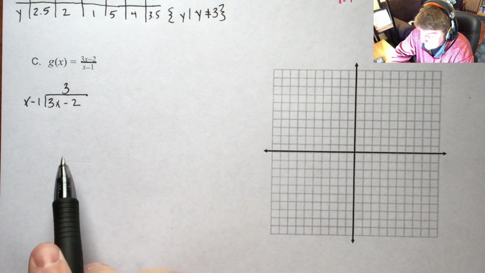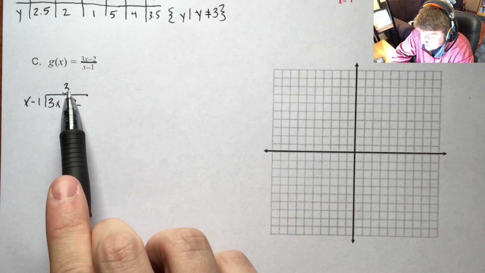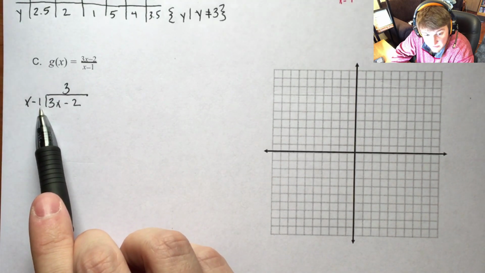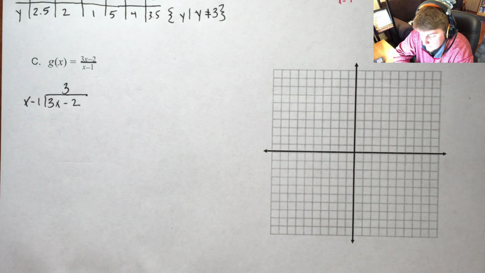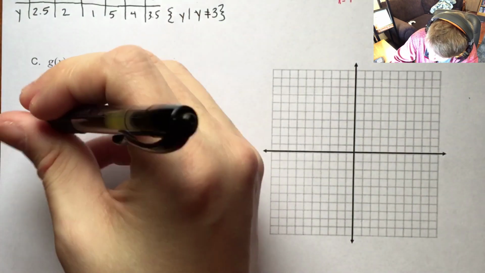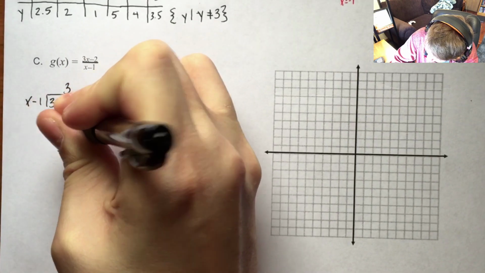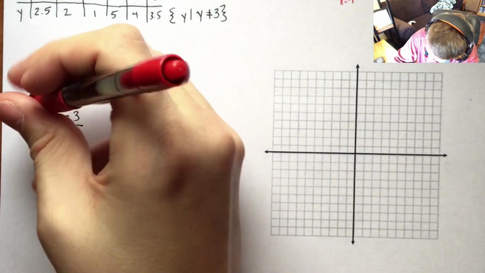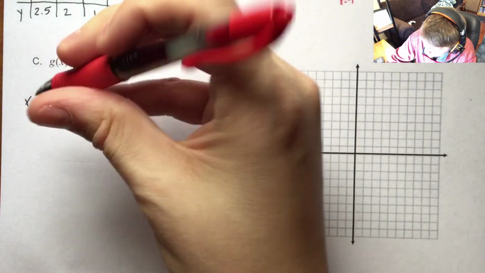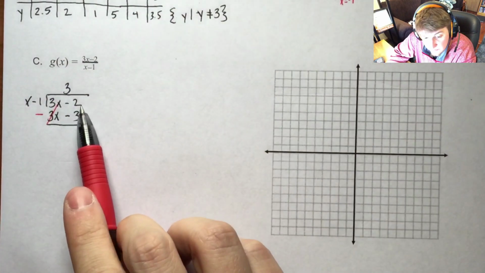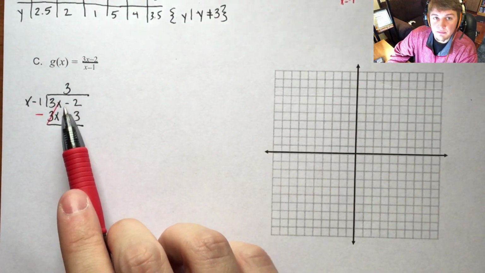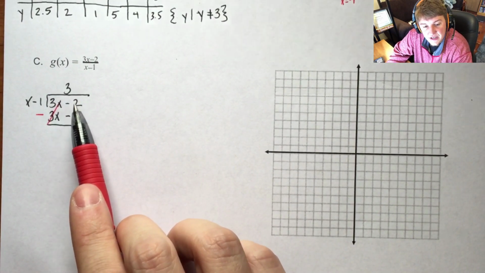Okay, next you got to figure out what's going to go down here. So you're going to have to multiply 3 times x minus 1, which is 3x minus 3. And then we subtract. Okay, the 3x and the 3x cancel. Here you have to be very careful. Okay, this is where I'm guessing I'm going to see most mistakes.